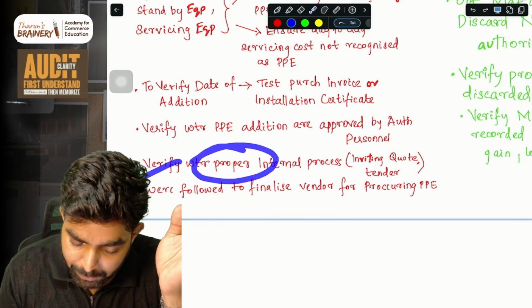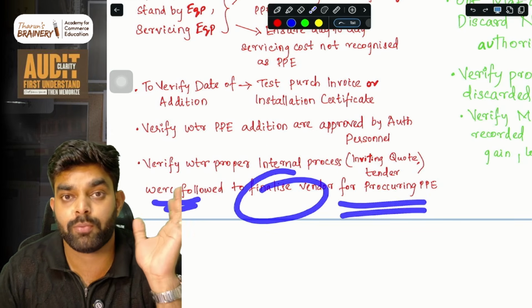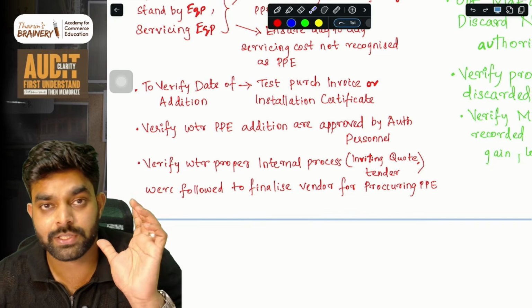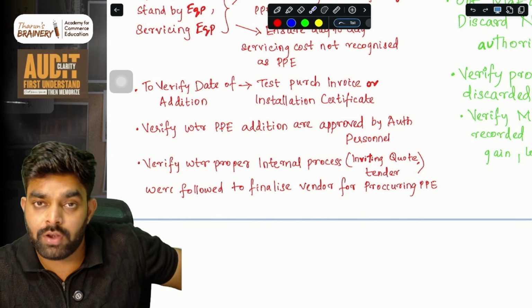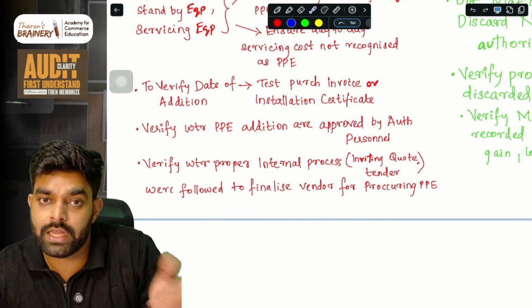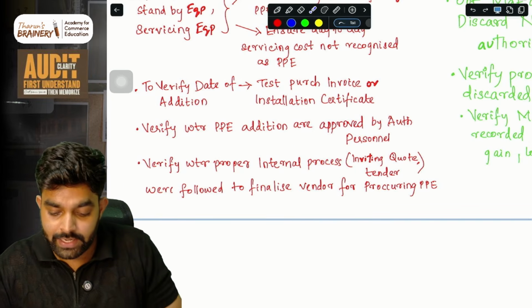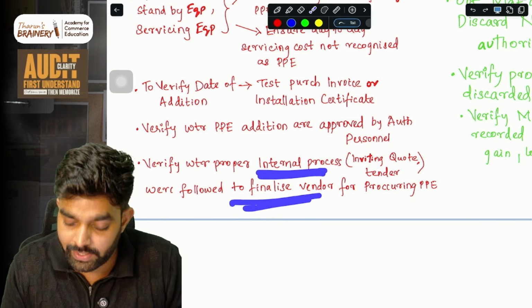Then verify whether proper internal processes were followed to finalize the vendor for procuring PPE. Say the company wanted to buy a machinery. Normally, what should the company do? The company should invite tenders from all the suppliers, and whichever gives the lowest cost, the best discount, the best quality, we need to buy from them. So that thing you have to check. Verify that such a proper process was followed to finalize the vendor.